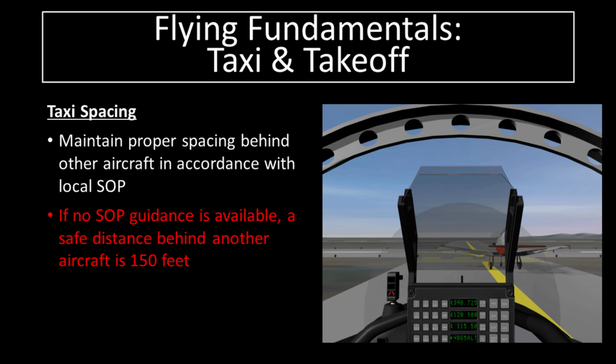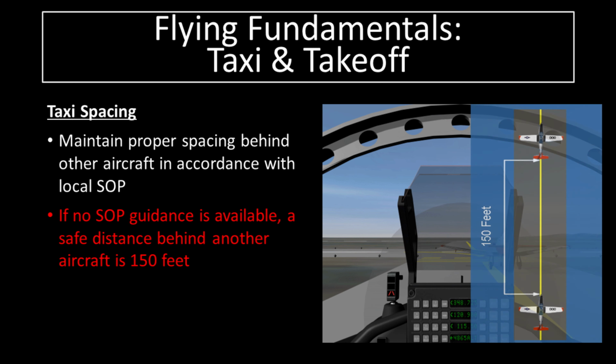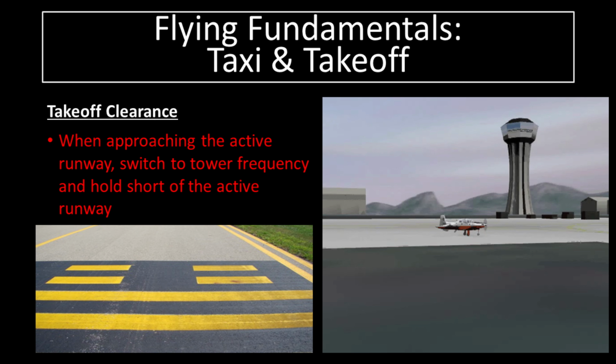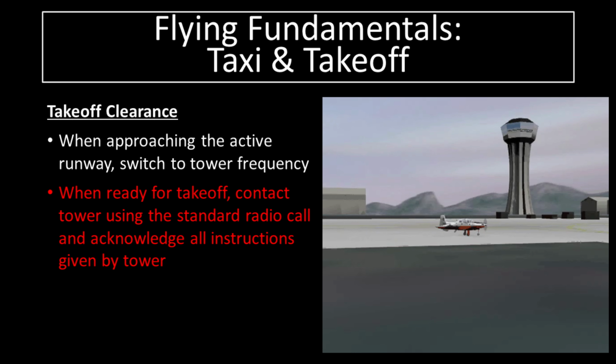If no local guidance is provided, maintaining 150 feet behind another aircraft is a good rule of thumb to ensure safety while taxiing. When approaching the active runway, switch to tower frequency 200 feet prior to the hold short. Do not cross the hold short line. As you switch frequencies, listen carefully to avoid cutting out any other transmissions prior to making your departure request. When ready for takeoff, call tower utilizing the standard radio call and acknowledge all instructions provided by tower in the readback. You must always read back clearances whether you are cleared for takeoff, line up and wait, or hold short.